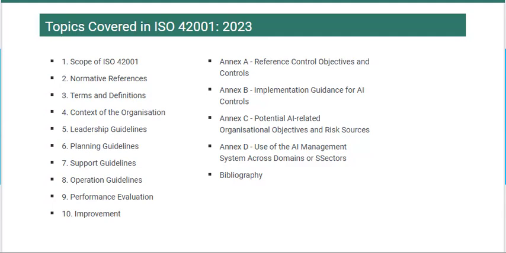Annex A. Reference control objectives and controls. Annex B. Implementation guidance for AI controls. Annex C. Potential AI-related organizational objectives and risk sources. Annex D. Use of the AI management system across domains or sectors.